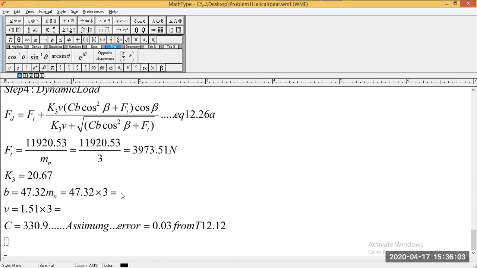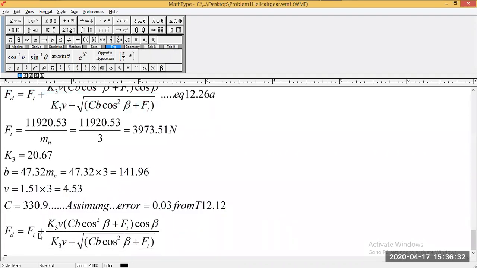Okay, let's calculate these values. 47.32 into 3 is 141.96, and velocity 1.51 into 3 is 4.53. Right. So now we have all the values. We can directly substitute in this equation here. Let's do that.